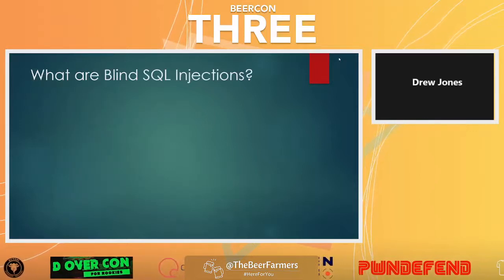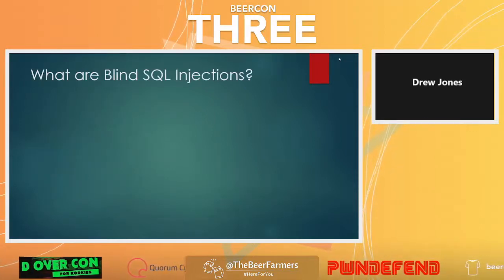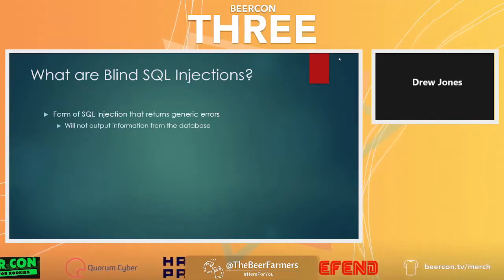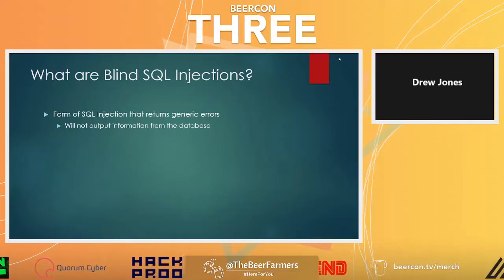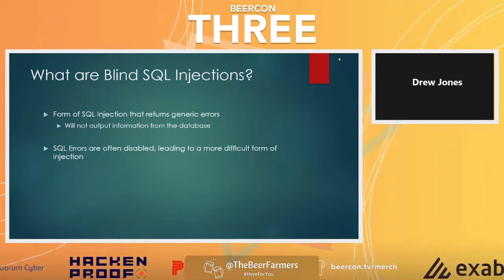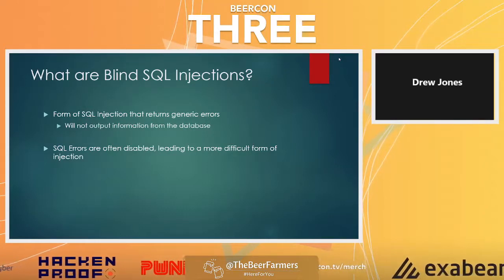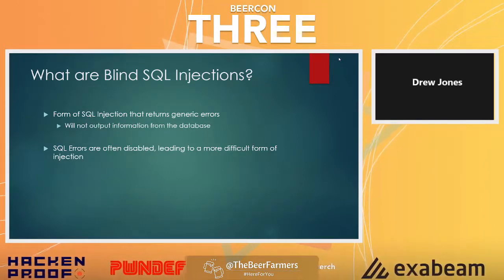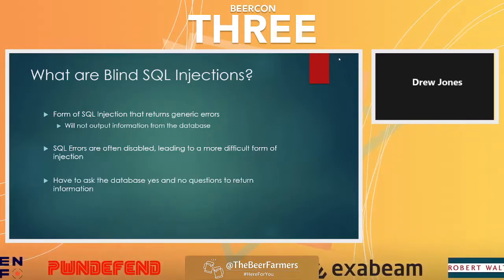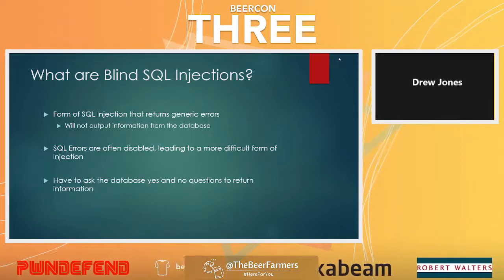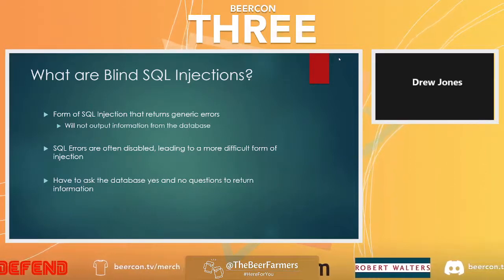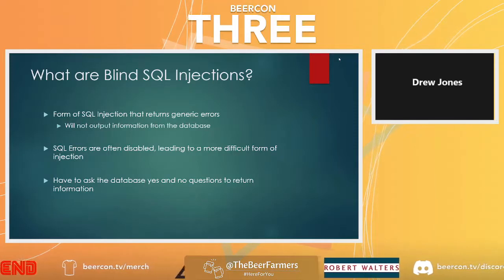So what are blind SQL injections exactly? Well, it's a form of SQL injection that won't return actual information from the database. And oftentimes, SQL errors will be disabled, making SQL injections, and blind SQL injections specifically, more difficult. Since we won't be able to actually return information, such as when you use a union statement, we're going to have to ask the database yes and no questions.